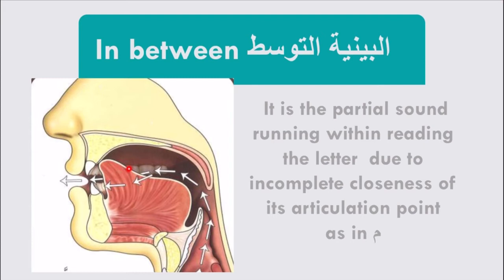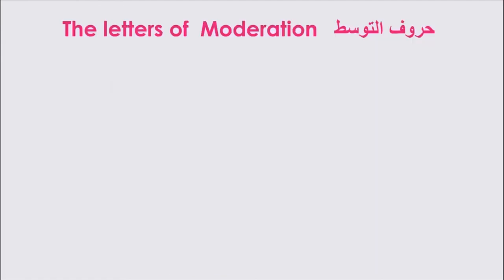The sound is partially running and some of the sound is kept inside, and these are the letters of لن عمر. For example, the letter lam. As you see here, the tongue is elevated and touching the gums. Some of the sound is blocked behind the tongue, and the other part of the sound escapes from both sides of the tongue. So this is البينية. Some of the sound is inside, some is outside. This is the way of making the letter in between.